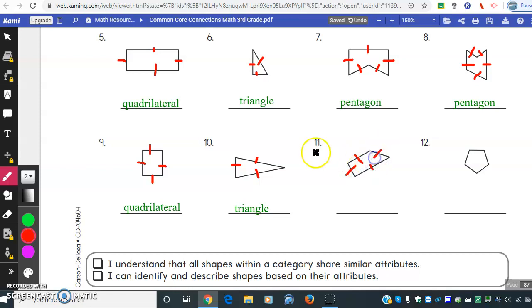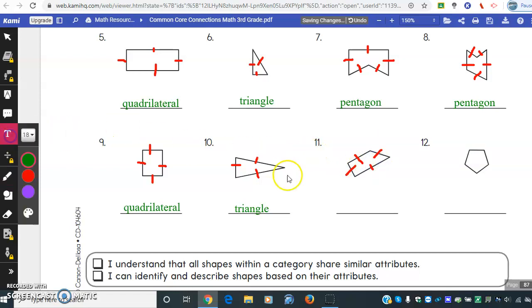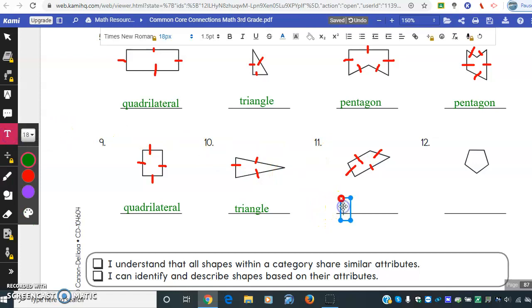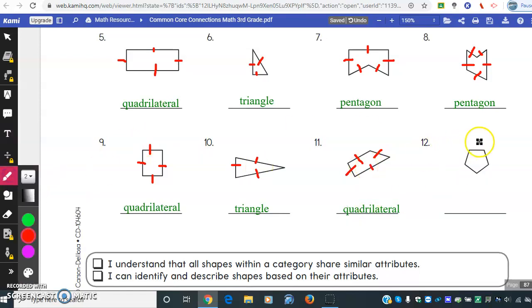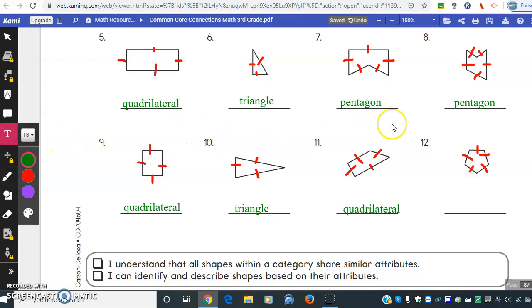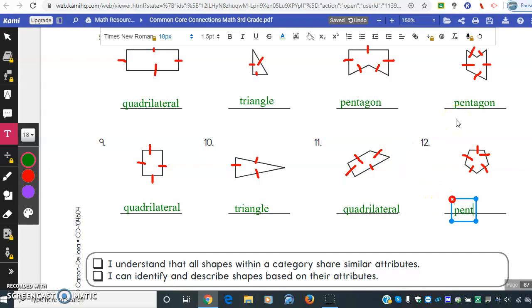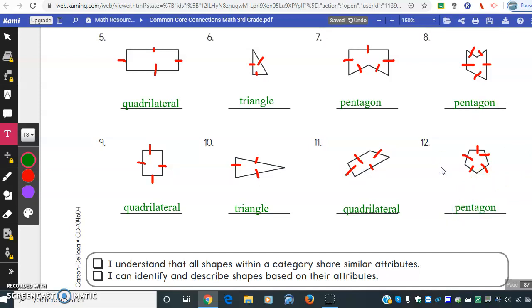So what do we call that? Count the sides. We call that a quadrilateral. It has 4 sides. Number 12, last one. How many sides did I make just now? And what do we call a shape with that many sides? If you said pentagon, nicely done. You are correct. It's a 5-sided shape, and 5-sided shapes are called pentagons.